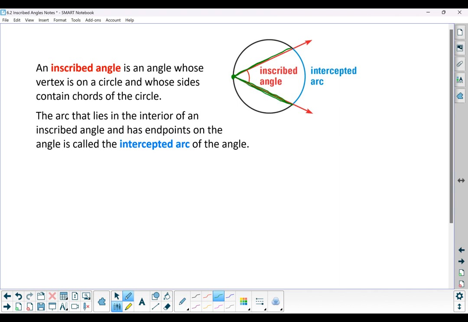The arc that lies in the interior of that inscribed angle and has its endpoints on the angle is called the intercepted arc. So we've got an inscribed angle that I've colored green, and the intercepted arc is in blue.